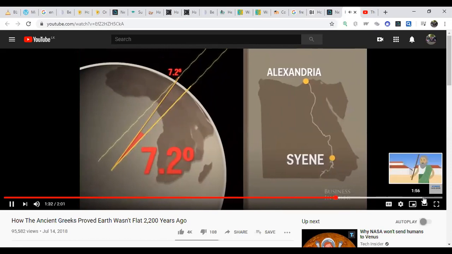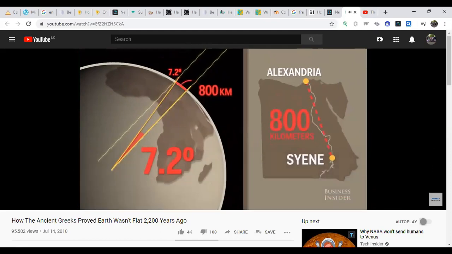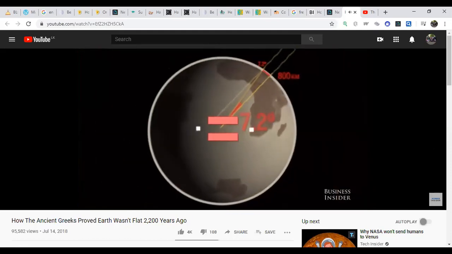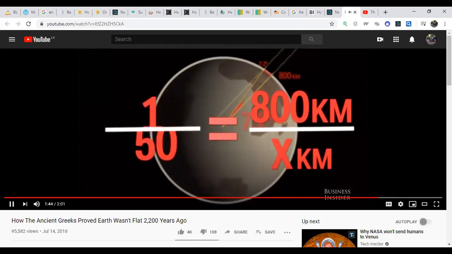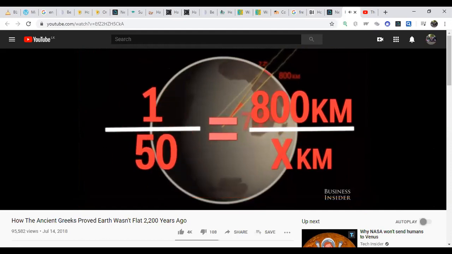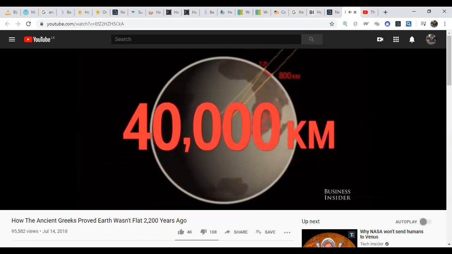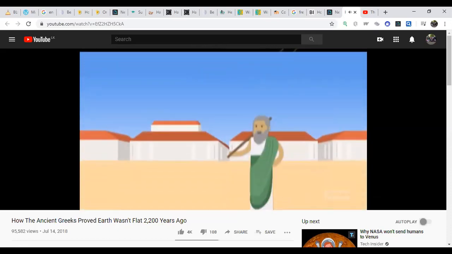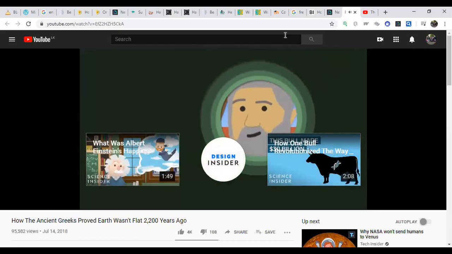Eratosthenes hired a man to pace the distance between the two cities, and learned they were 5,000 stadia apart, which is about 800 kilometers. He could then use simple proportions to find the Earth's circumference. 7.2 degrees is 1/50th of 360 degrees, so 800 kilometers times 50 equals 40,000 kilometers. And just like that, a man 2,200 years ago found the circumference of the entire planet with just a stick and his brain.